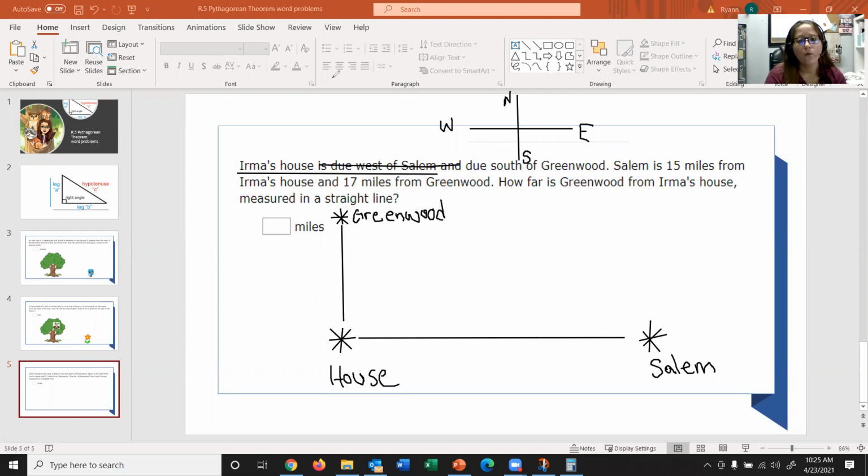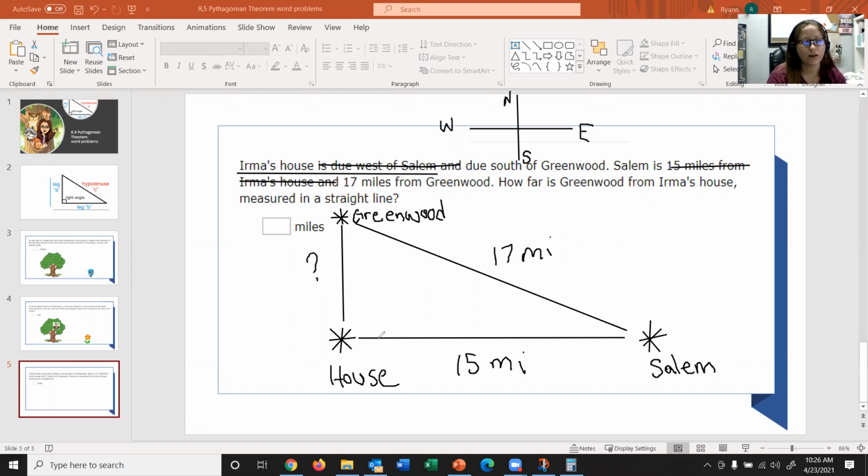Okay, now looking at this, it looks like a triangle, but we're just going to connect these points right here. Okay, and now we have the triangle, but now we have to plug in our numbers. It says Salem is 15 miles from Irma's house. We can say Salem is 17 miles from Greenwood. Okay. We want to know how far is Greenwood from Irma's house?